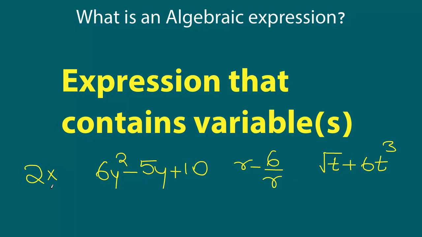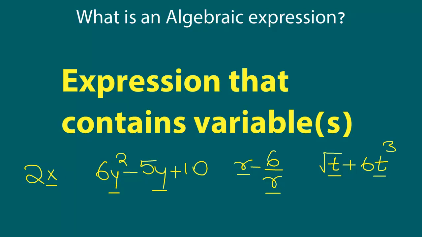In the first example, x is a variable. In the second example, our variable is y. In the third example, our variable is r. And in the final example, our variable is t. So each one of them is an example of an algebraic expression.